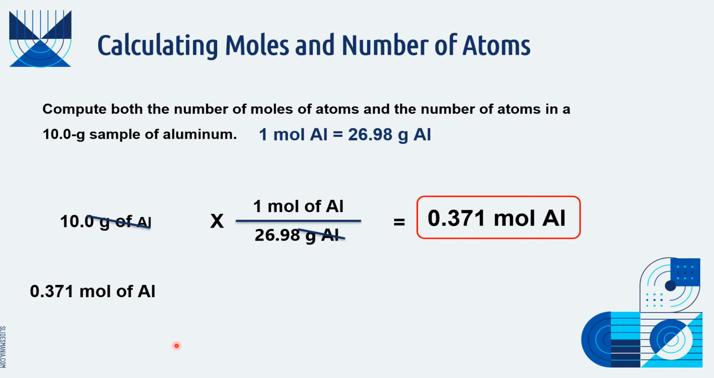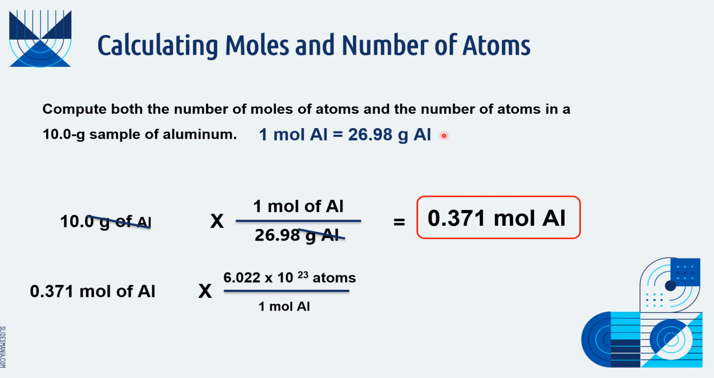So 0.37 mole of aluminum times, in every 1 mole of aluminum, let us again repeat, how many atoms? Let us recall the number of atoms or molecules in 1 mole of substance. In every 1 mole of aluminum, how many molecules, atoms, or formula units? There is always equal to 6.022 times 10 raised to 23.